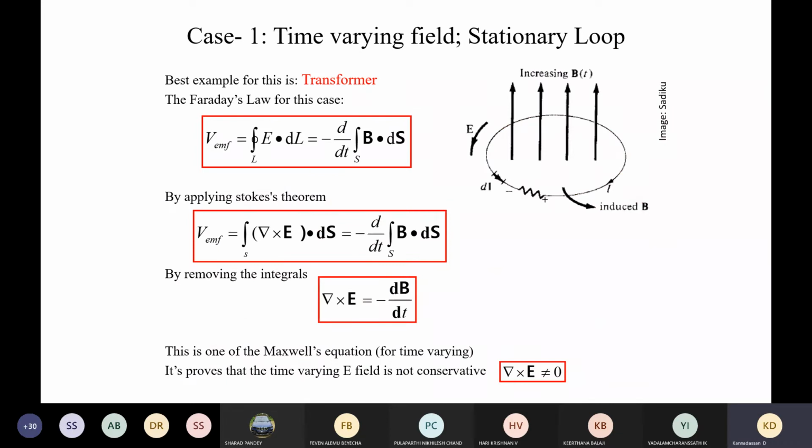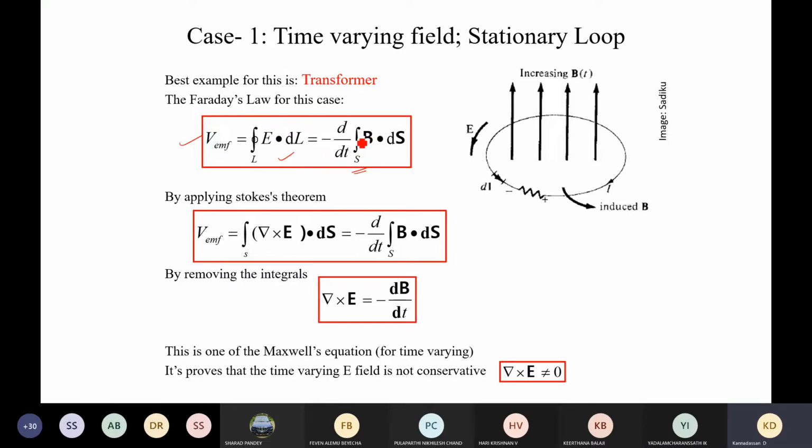Case one: the field is time varying and the loop is stationary. So we can use Faraday's law itself. We have already seen that it is the integral of the electric field around the loop, which is equal to the overall time varying magnetic flux captured by the loop. Both together produce the electromotive force. Now we can expand this. You can see that there is a surface integration on this side.